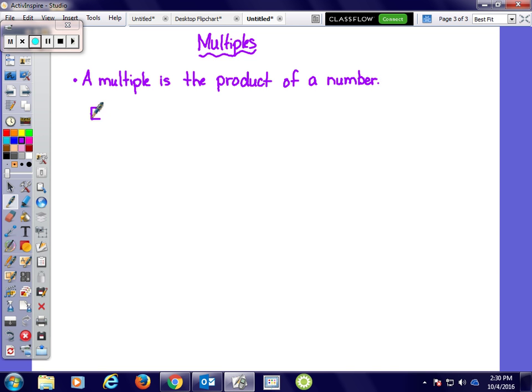If I give you the number 3 and I ask you, what are the multiples of 3? What you're going to do in your head, you can't list them all, but you're going to go, okay, 3 times 1 is 3, so that is a multiple of 3. 3 times 2 is 6, so that is a multiple of 3. 3 times 3 is 9, so 9 is a multiple of 3. 3 times 4 is 12, so that is a multiple of 3. 3 times 5 is 15, so that is a multiple of 3.